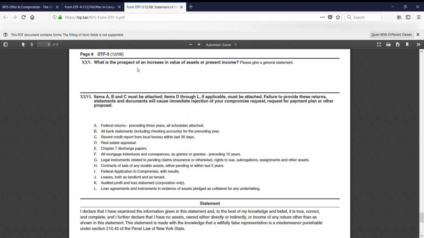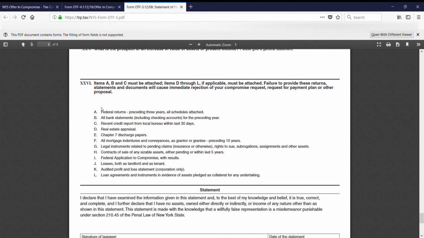What is the prospect of an increase in value of assets or present income? I'd usually put the prospects are bad, unless you know something specifically that's going to change. You technically shouldn't lie, but most people are going to say everything's going to stay the same. There's really no prospect in change.